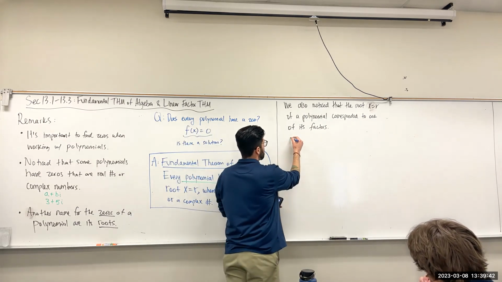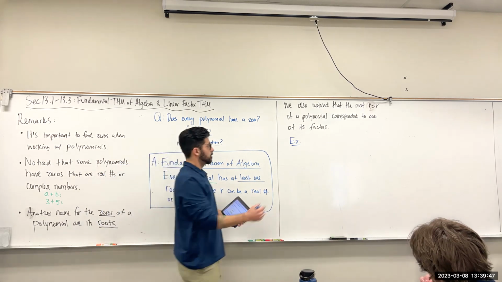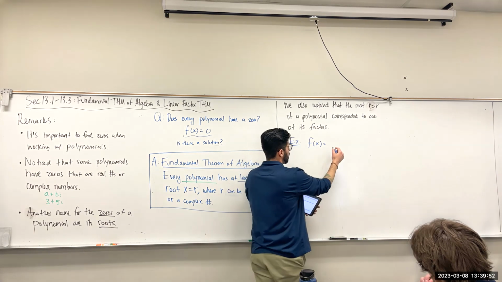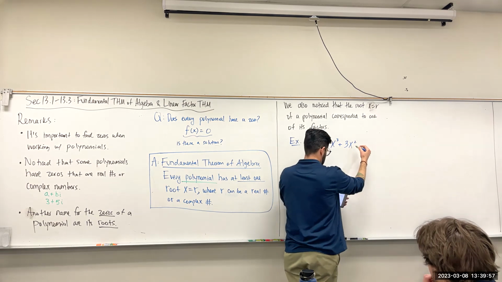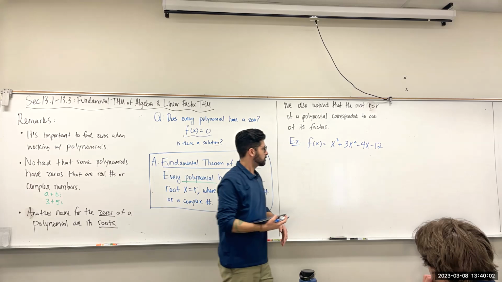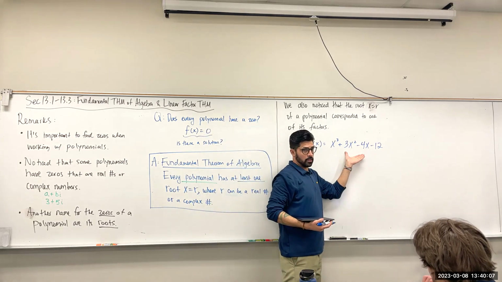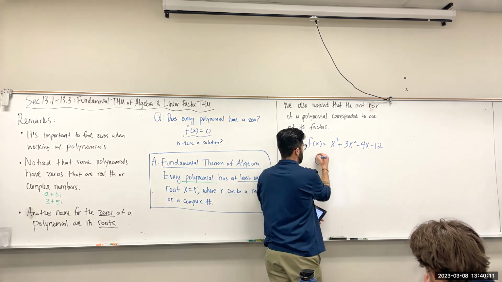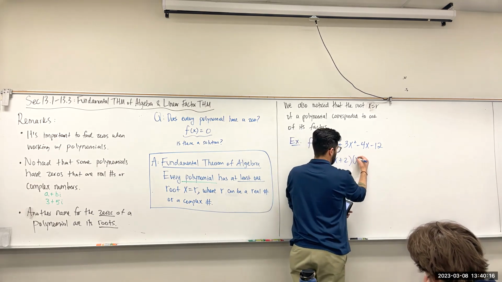Another thing we've been noticing. Let's say this is one we did on Monday, okay? We had x cubed plus 3x squared minus 4x minus 12. We factored this one on Monday by grouping. When we factored it, we set it equal to 0 to find the zeros. And when we were done factoring it, we ended up with something that looked like this.